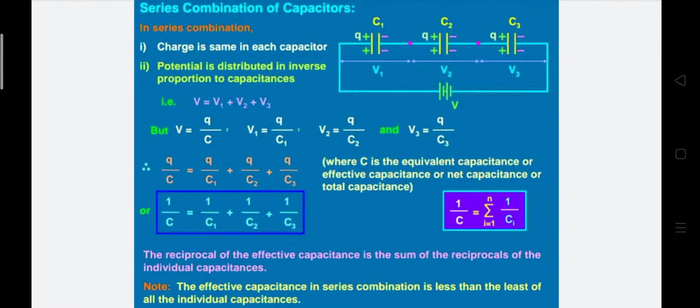In that case, the effective capacitance is smaller than the smallest capacitor that is used. The smaller capacitor that we had used was of 2 microfarad. Then the effective capacitance has come out to be equal to 6 upon 5 or 1.2 microfarad. That is the meaning: the effective capacitance is smaller than the least capacitance that has been used in the combination.